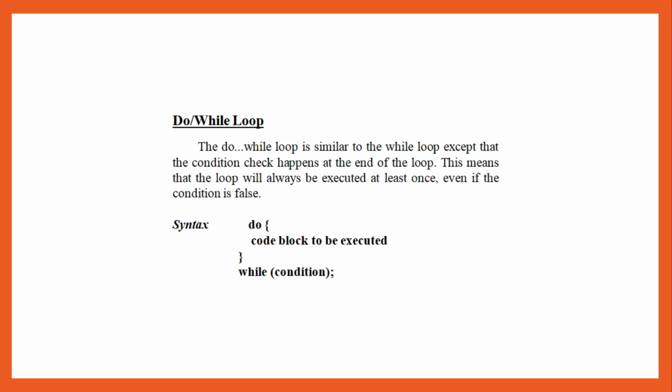Next, coming to the do while loop. Do while is an exit loop. It means first it will execute the body of the loop and then the condition is checked. If you observe the syntax: do, code block to be executed, while condition. The do while loop is similar to the while loop except that the condition check happens at the end of the loop. This means that the loop is always executed at least once, even if the condition is false.